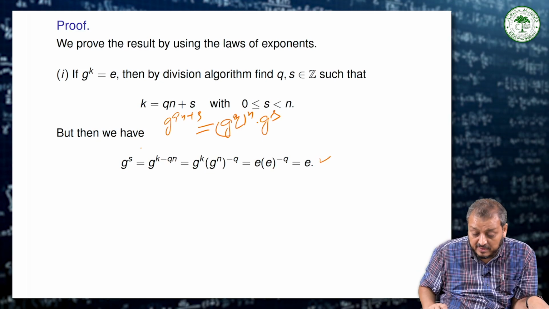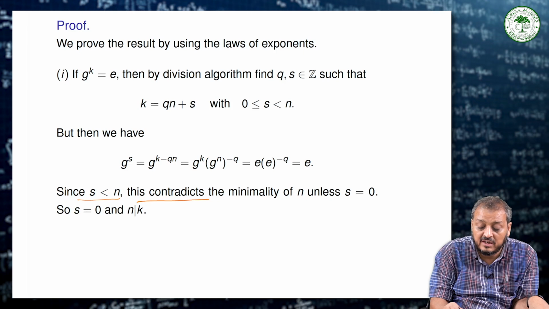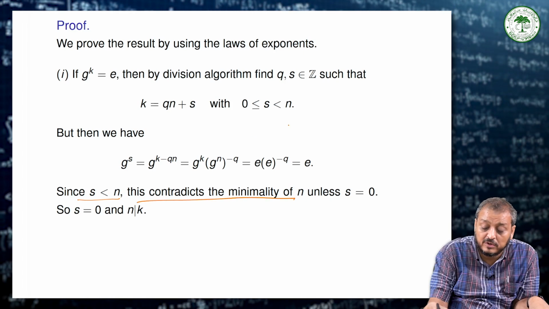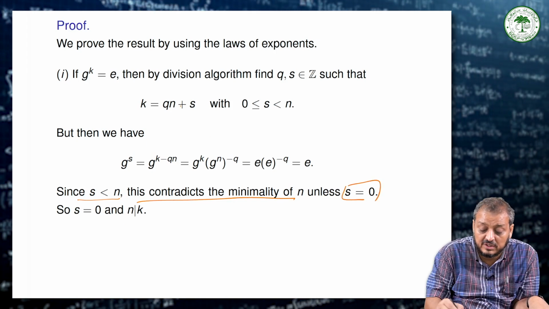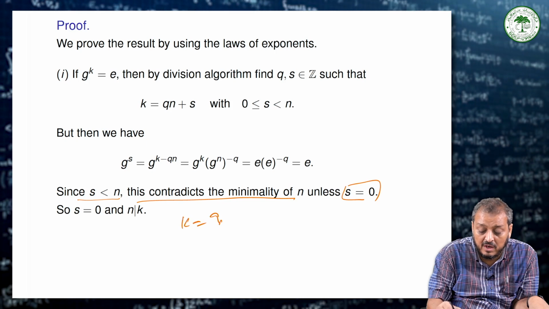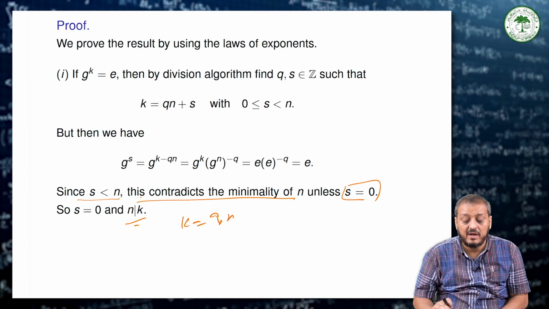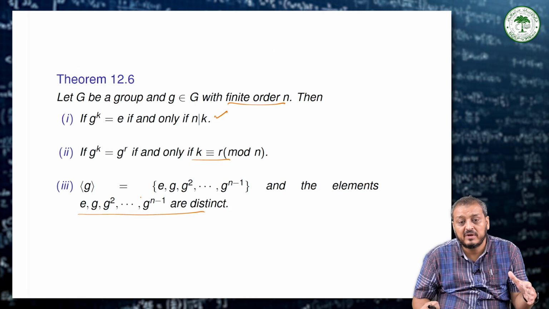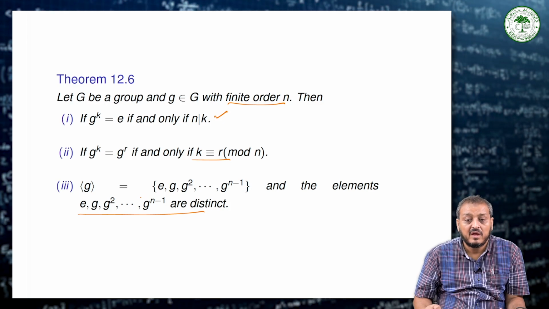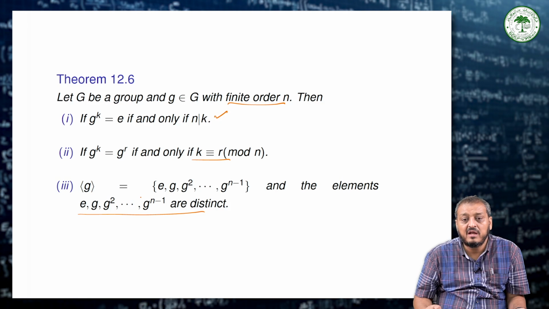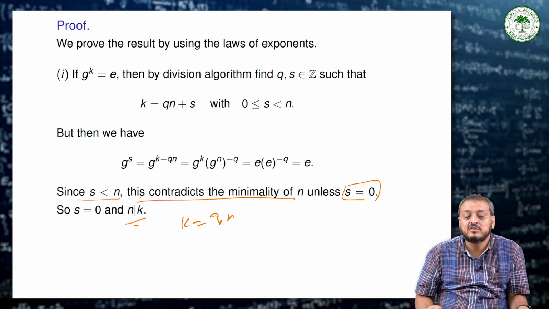So we show that g to the power s is equal to the identity, but if this s is strictly less than n, this contradicts the minimality of n. Then the only possibility is that s is equal to 0. If s is equal to 0, then k is equal to qn, so n divides k. So by this we can easily prove that g to the power k is the identity if and only if n divides k.